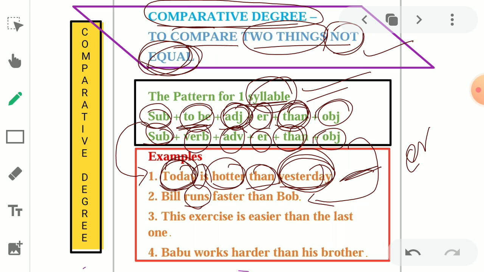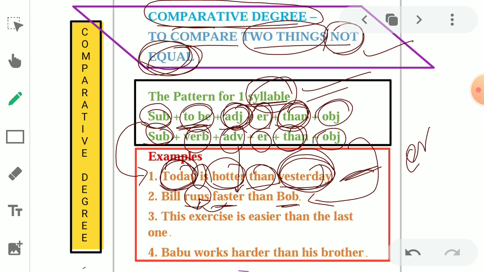Runs is used as the main verb, and the very next word they have taken is an adverb. So faster, here, an adverb is used to describe the action of a person. Here Bill is a person, he does the action. Which action is that? Running. So running is an action which is performed by Bill, and Bill runs faster than Bob.